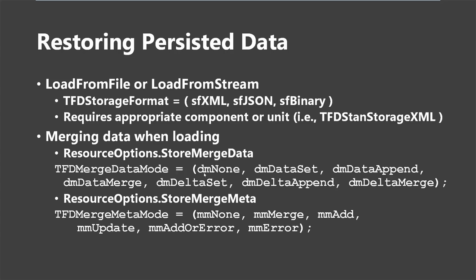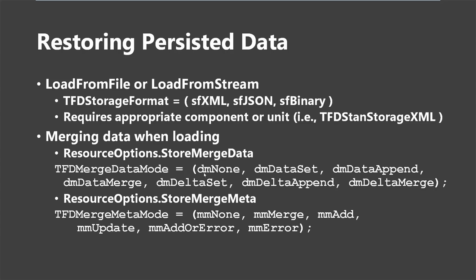When store merge data is set to dmNone, the default, no merging takes place, and the FireDAC dataset is loaded with the contents of the file or stream. The remaining 6 possible values of store merge data are organized into 2 sets of 3, with one set applying to the data and the second set applying to the change cache.